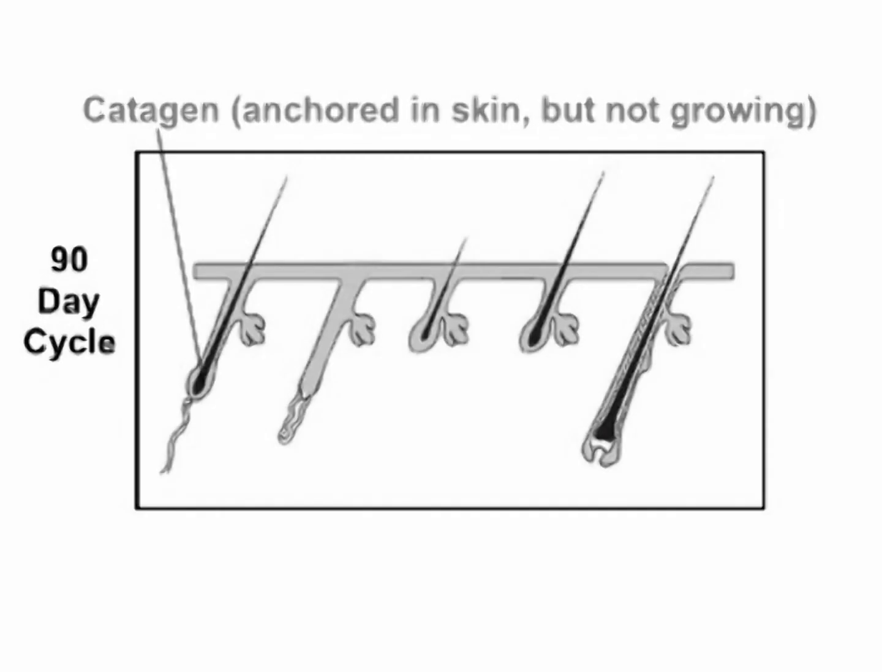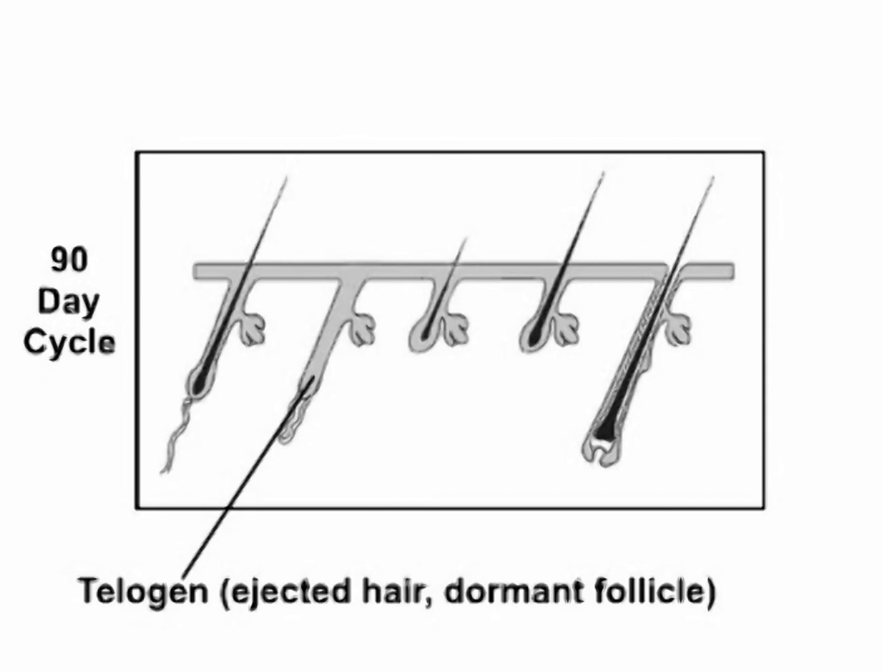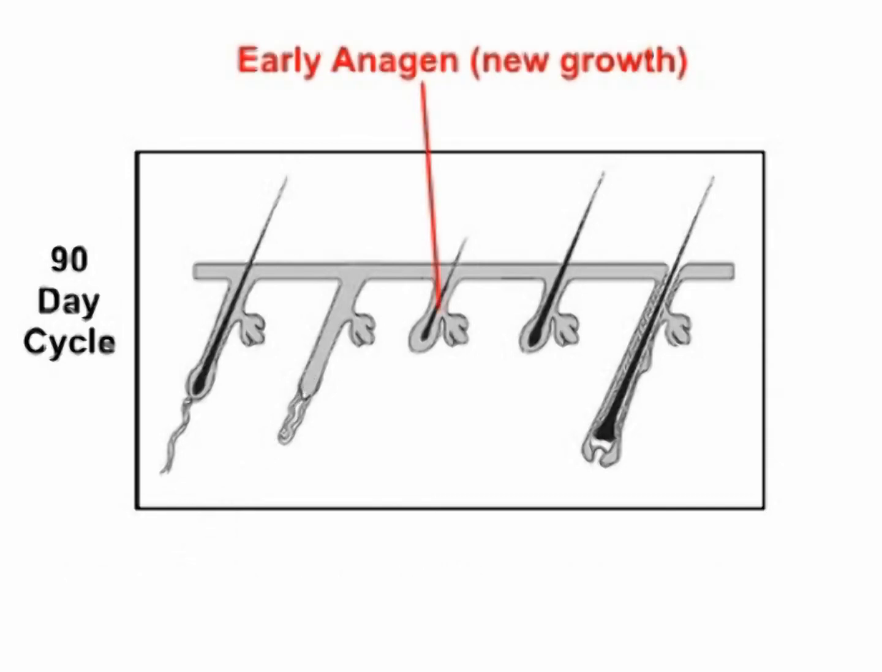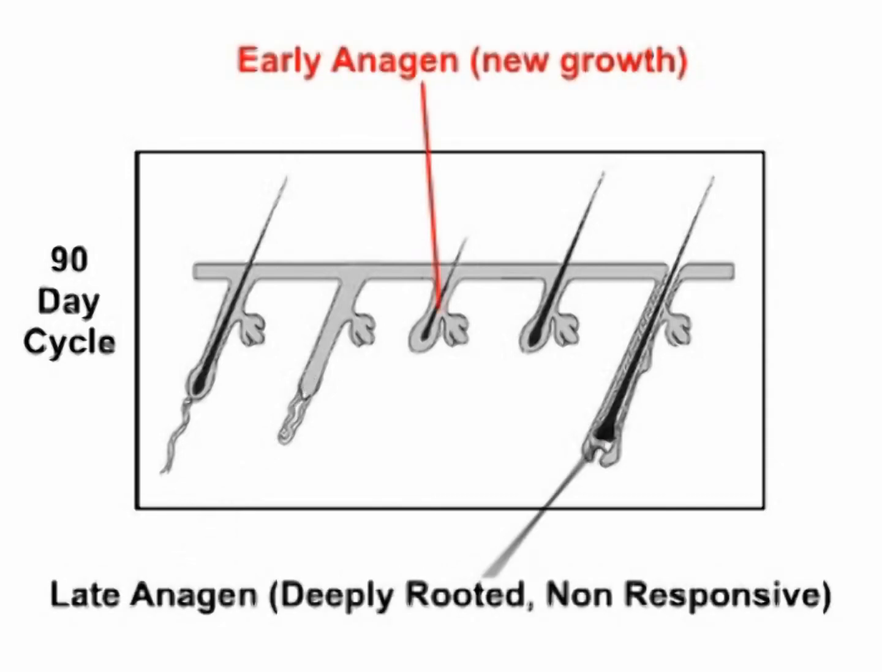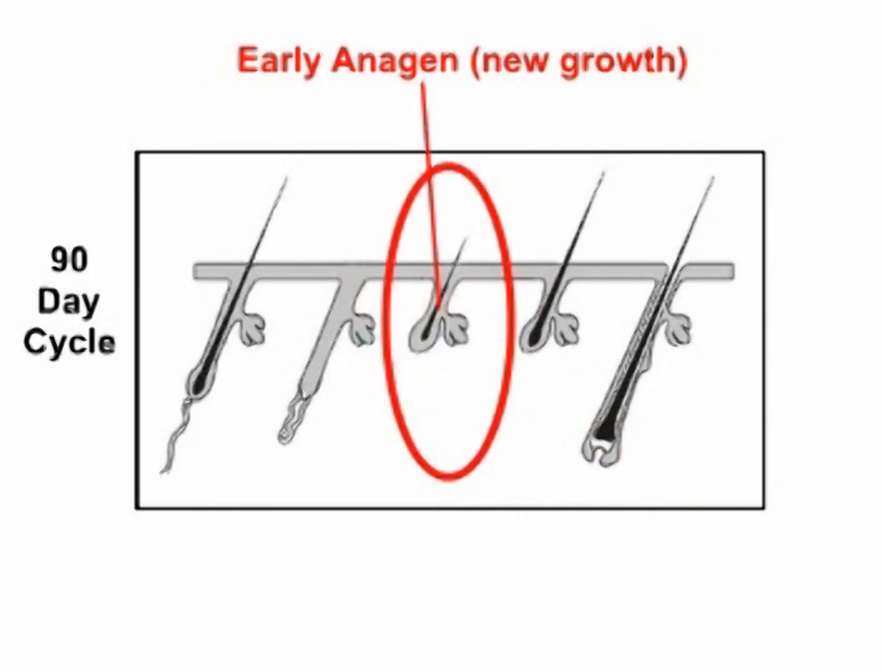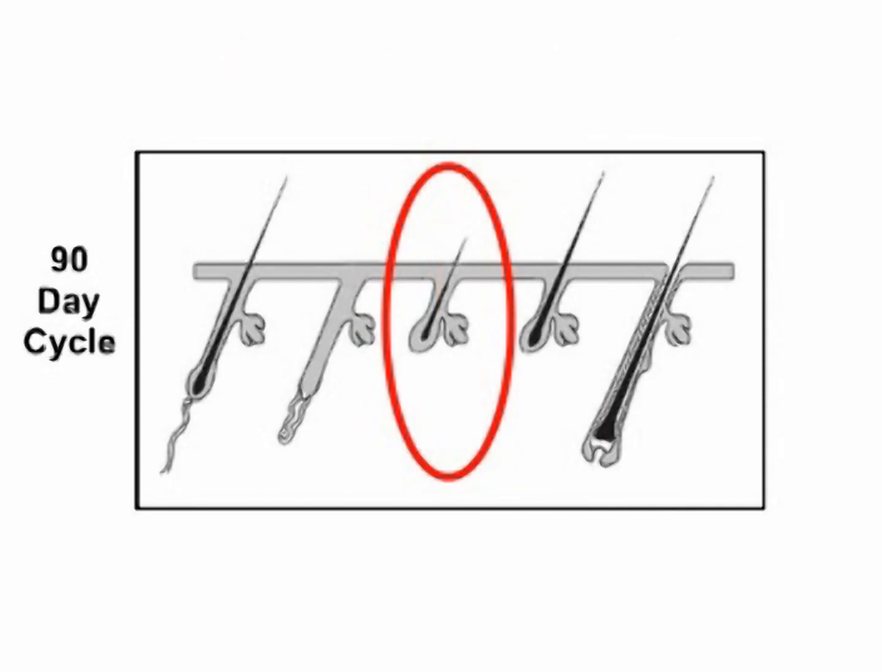Regrowth after treatment is normal. Most of this activity will be coming from follicles which were dormant at the time of the original application. Follicles can only be destroyed in the early anagen phase, which occurs once every 90 days.